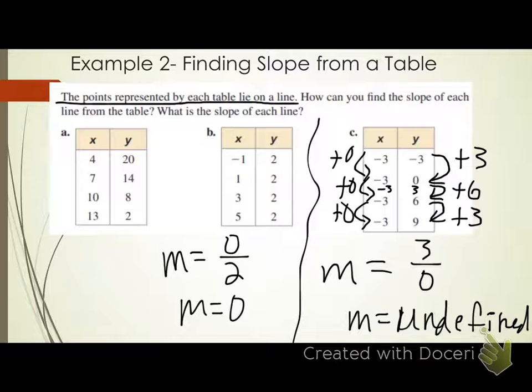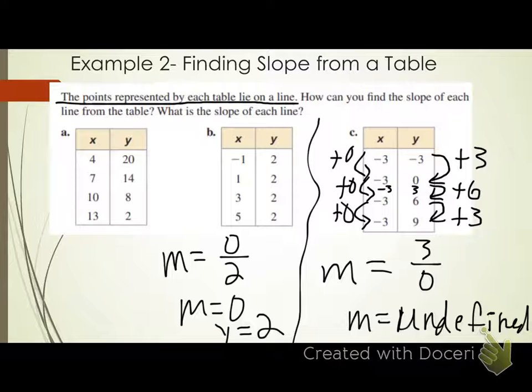If I know it's a horizontal line, it's got a slope of 0, I know the equation takes on the form y equals some number, right? So what would the equation be on letter B? Y equals. What are all my y values? 2. Y equals 2 would be the equation of that line. Okay. That makes sense? Do y'all see that connection?